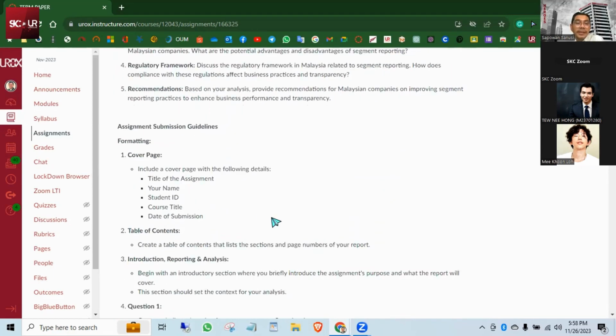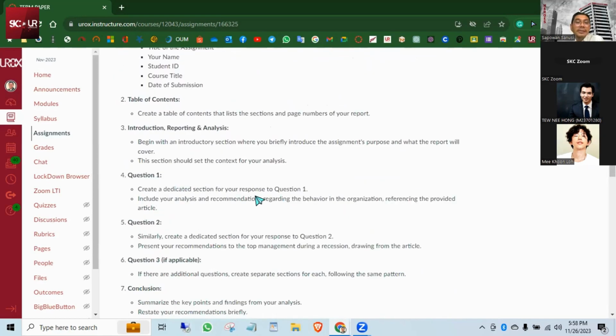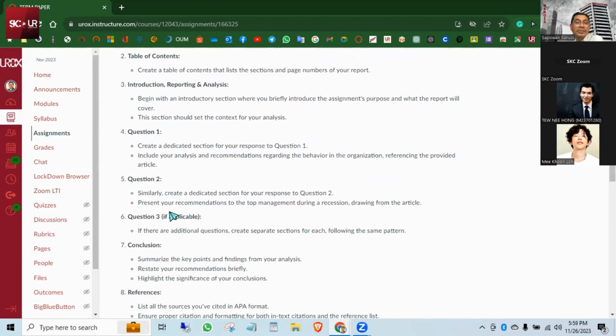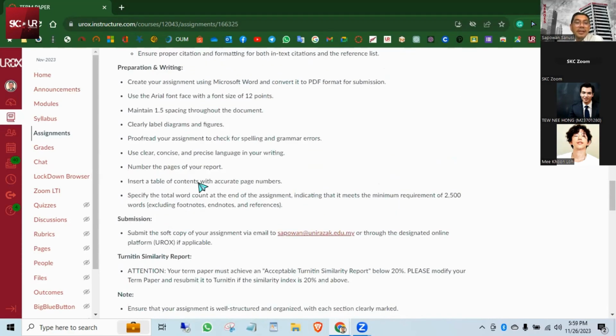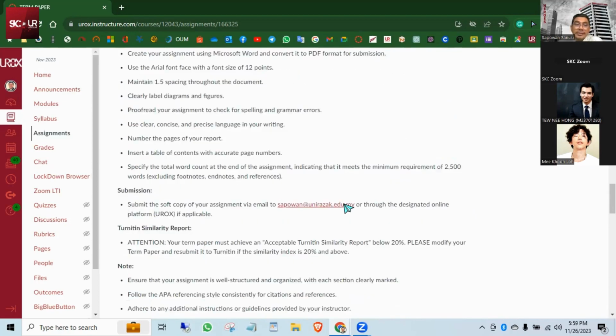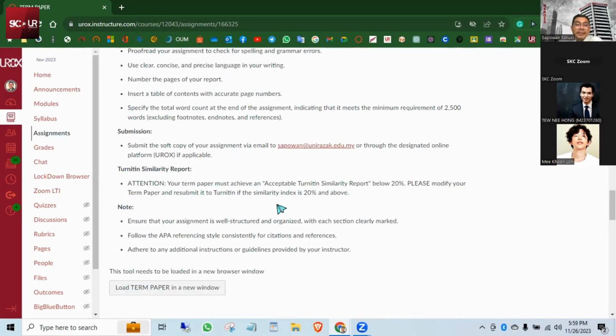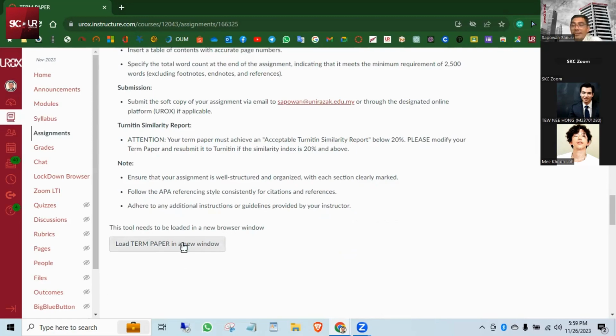This is the format: table of contents, introduction, question 1, 2, 3, conclusion, references, and all the requirements. The wording must be a minimum of 2,500 words, excluding the footnote, endnote, and references. You can just click here and then upload it, similar to the previous semester.